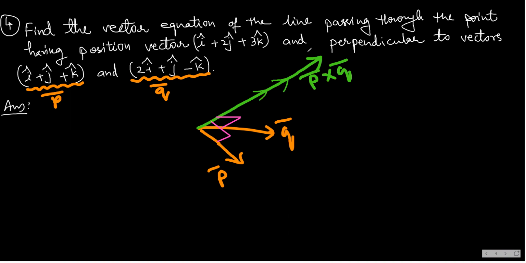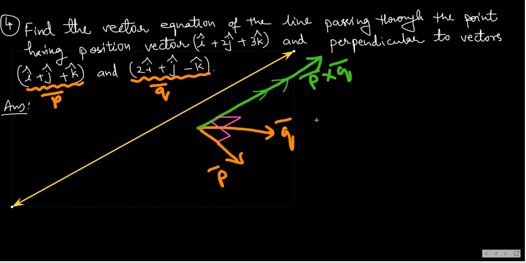So I got this. This is the direction which is perpendicular to P bar and Q bar. And my line is in that direction. So how is my line? See, this is how my line is. My line is perpendicular to P bar and Q bar.